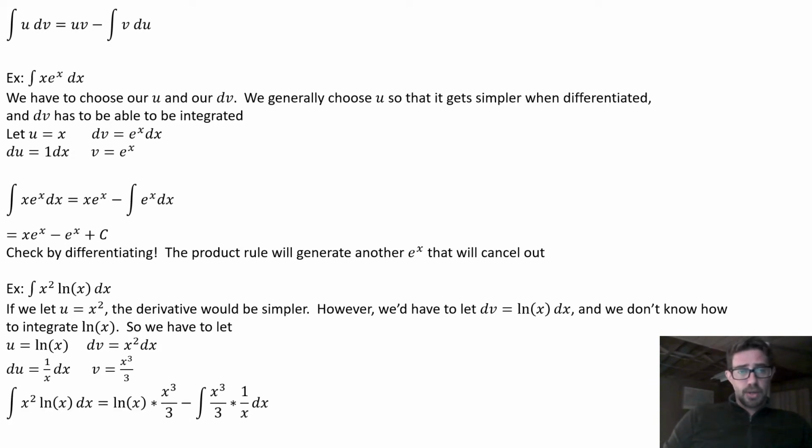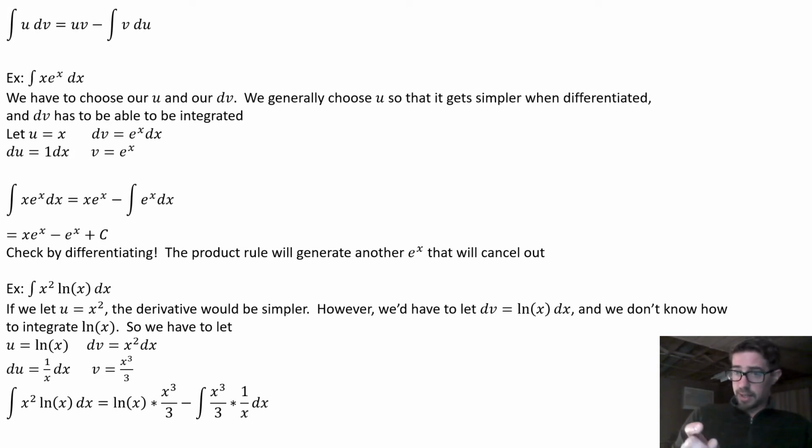Okay, so u dv equals uv minus the integral of v du. So again, just look at your chart and just go across. So it's uv minus the integral of v du. So it's natural log of x times x cubed over 3 minus the integral of x cubed over 3 times 1 over x dx. So that first chunk is taken care of.